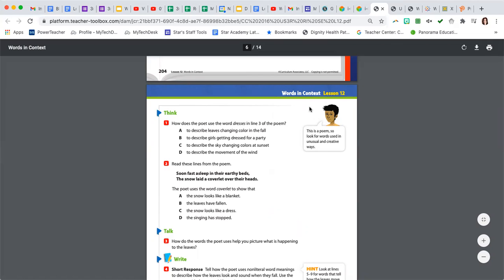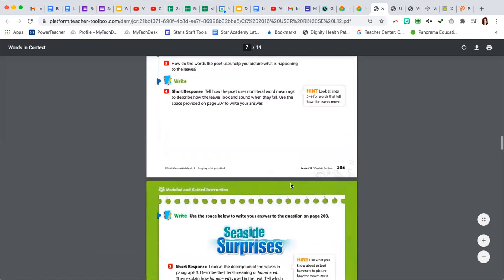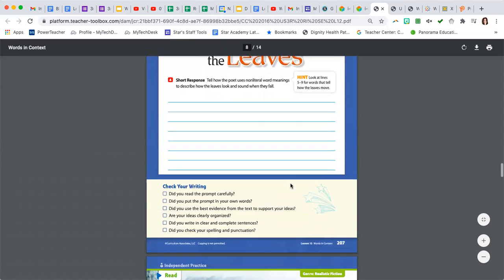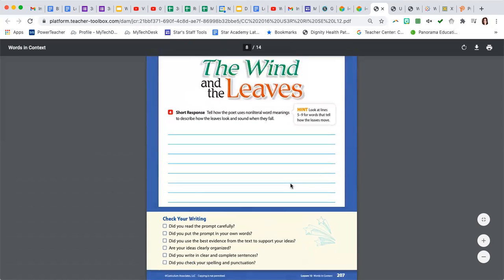Here's a little think bubble for you here. This is a poem, so look for words used in unusual and creative ways. Okay? And then when we go to page 207, there is going to be an opportunity for you to write a short response. And the prompt is, tell how the poet uses non-literal word meanings to describe how the leaves look and sound when they fall.